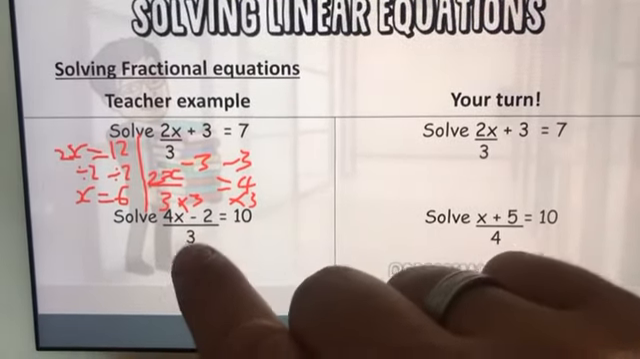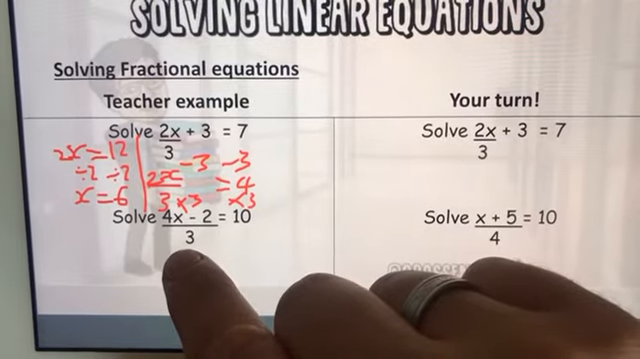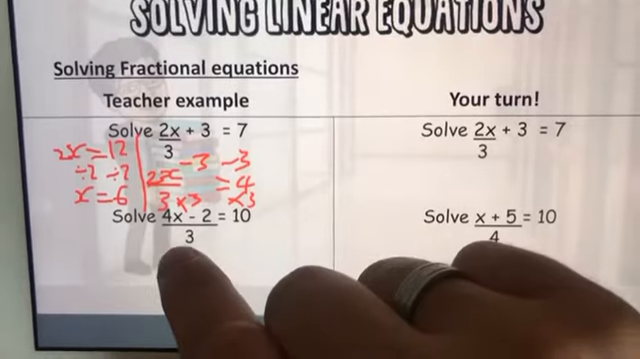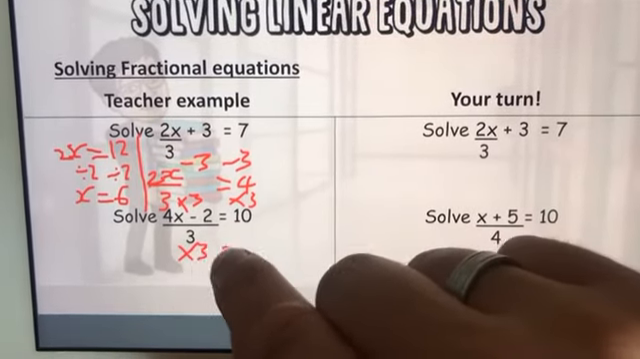Same thing on the bottom. However, I'm going to times through to get rid of this 3 first, because this 3 is all over 3, so I can't get to any of the stuff at the top at the moment. So I'm going to times all of it by 3.